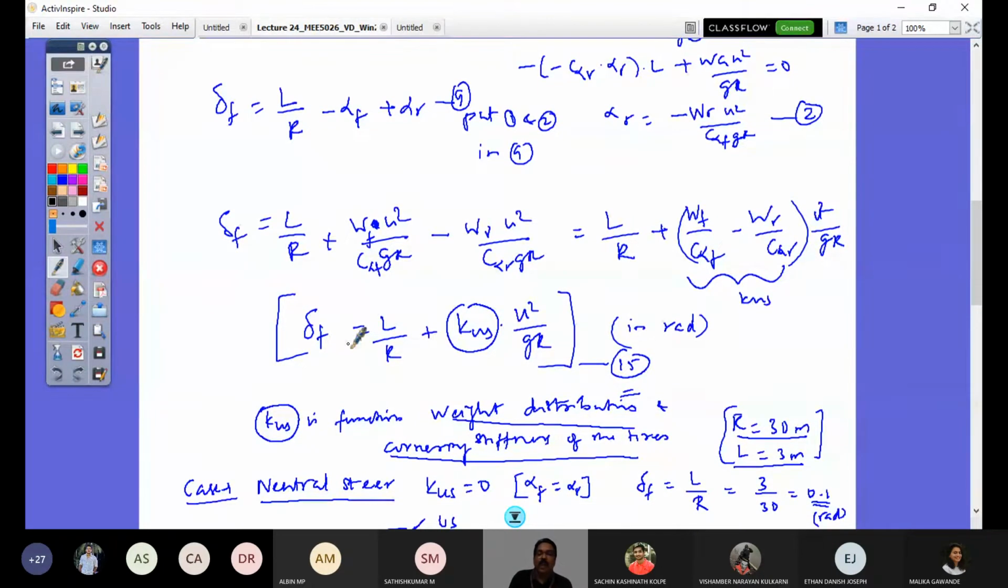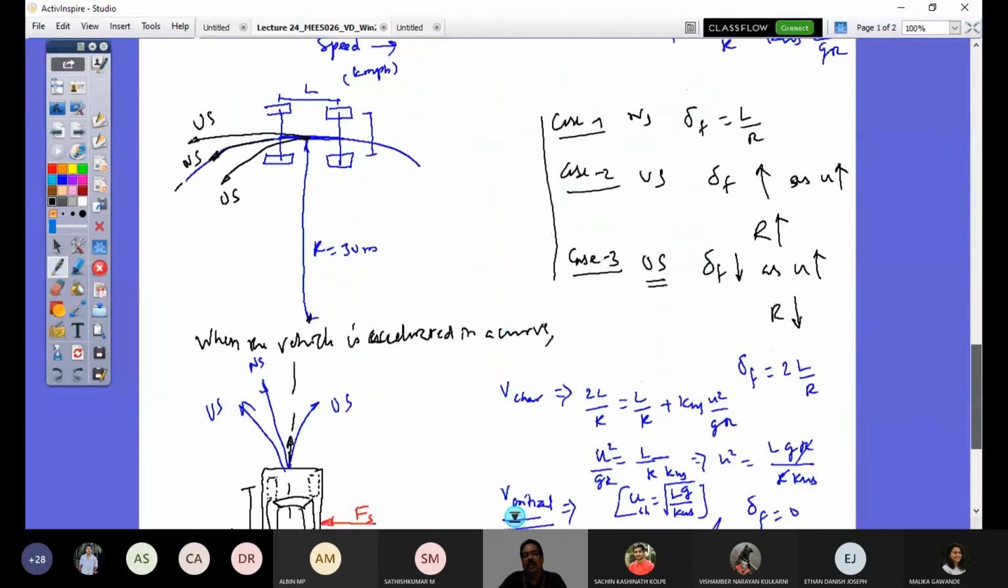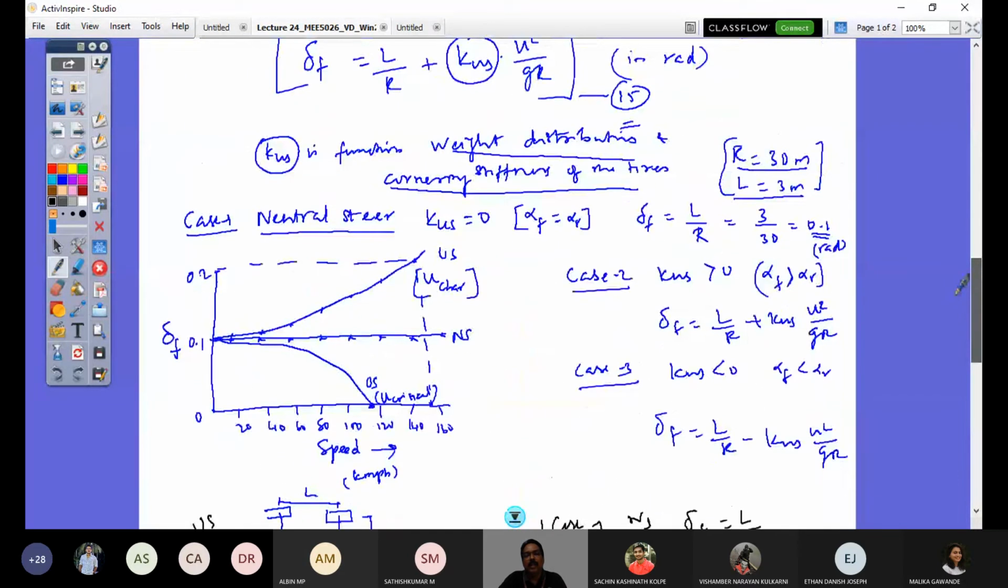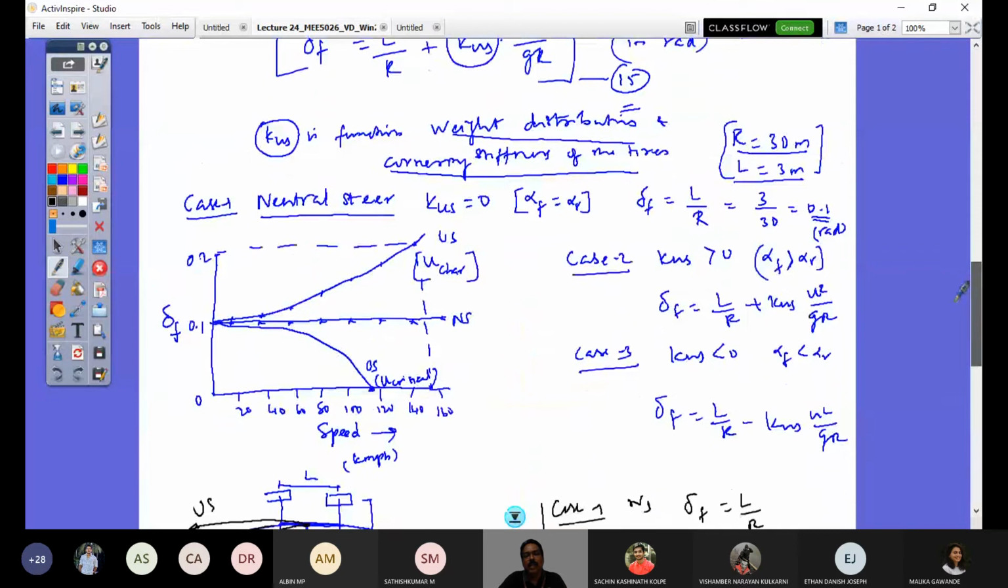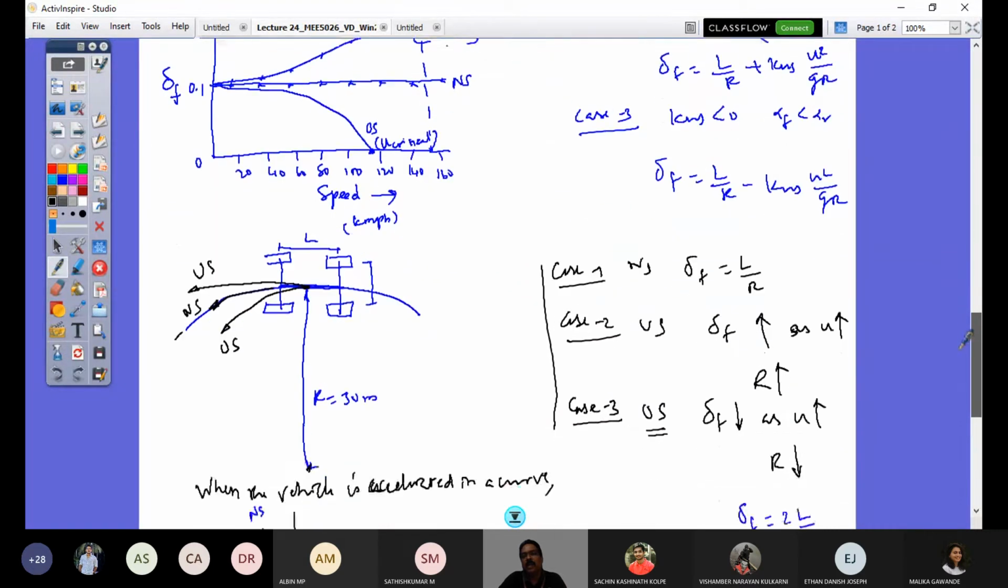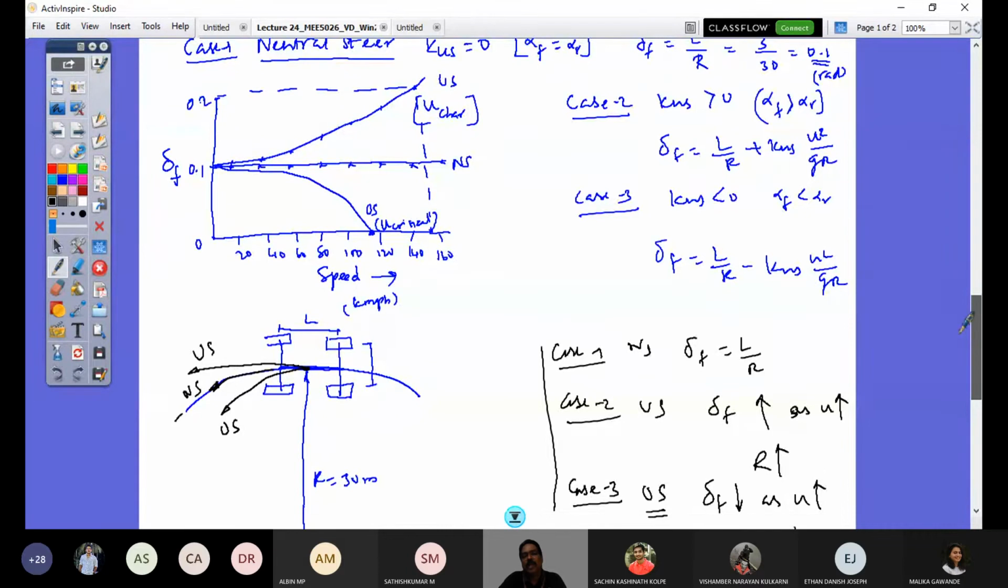The steering angle delta is a function of L, R, and the speed of the vehicle, or U squared by R as lateral acceleration. So it depends upon lateral acceleration and, obviously, the understeer gradient value. This understeer gradient value can be positive, negative, or zero. Accordingly, we have three important tendencies of the vehicle: case one is the neutral steer vehicle, case two is the understeer vehicle, and case three is the oversteer vehicle.